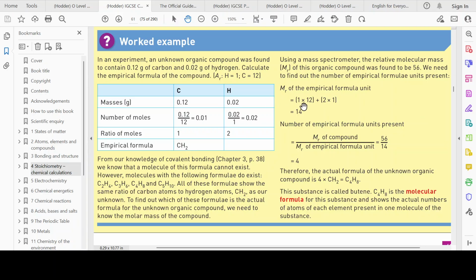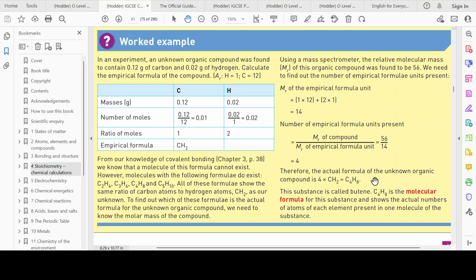It's CH2, so carbon is 12, 2 hydrogens, and you get 14 in total. And so what you do is you divide the molecular mass of the compound by the mass of the empirical formula unit, because again, CH2 itself is not the chemical we want. It's just a ratio of the carbon to hydrogen. So 56 divided by 14 gives us 4. So there are 4 CH2s in this compound. And so we multiply CH2 by 4, and we get C4H8.